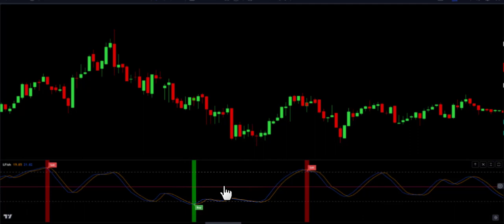Between the 80 level and 20 level, you will see a pink line. This is the 50 level. And after that, you will see another two lines, which are blue and orange in color. These lines are called the plots.